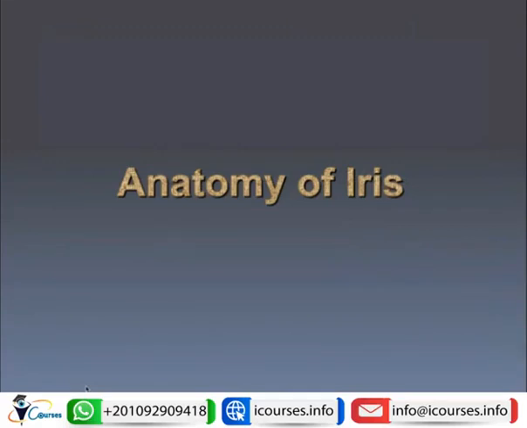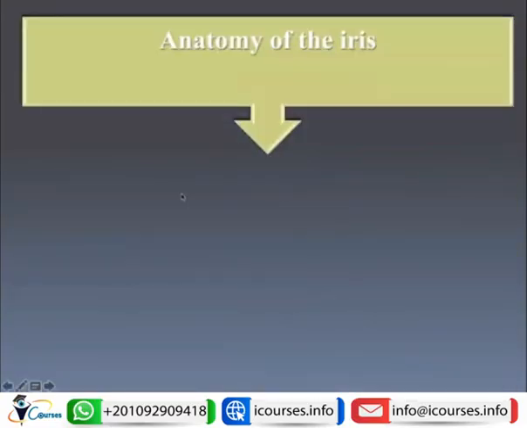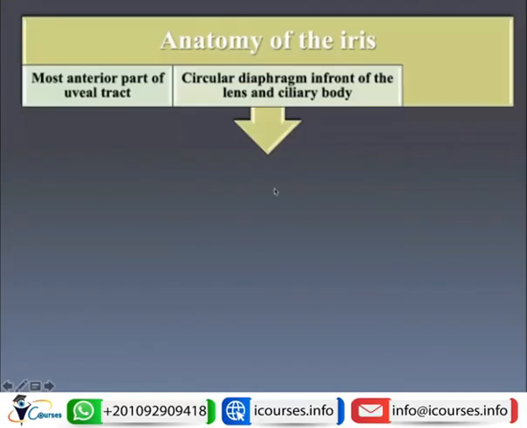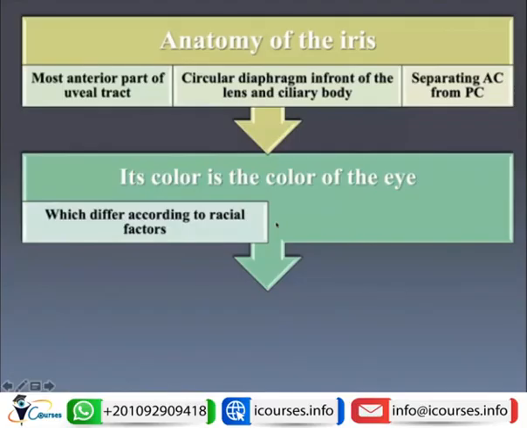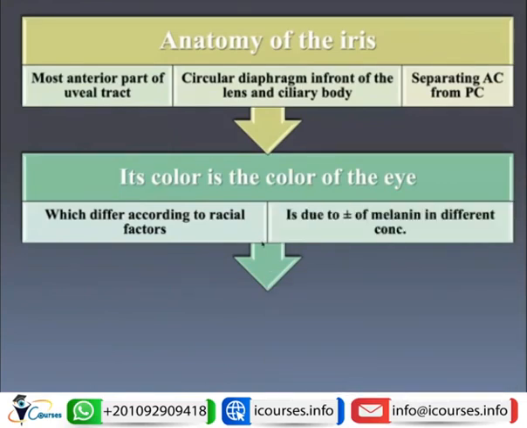Okay, let's come to the final part of our lecture, which is the anatomy of the iris. So, what is the iris? The iris is the most anterior part of the uveal tract, acting as a circular diaphragm in front of the lens and the ciliary body, separating the anterior chamber from the posterior chamber. Its color is the color of the eye, meaning it will determine the color of the eye. This color can be different according to the race, and it is due to melanin.